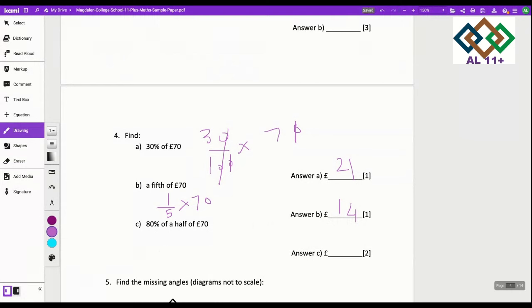Next, you have 80% of half of 70. So you have 80 over 100 multiplied by half multiplied by 70. And you will get the answer in this is 28.